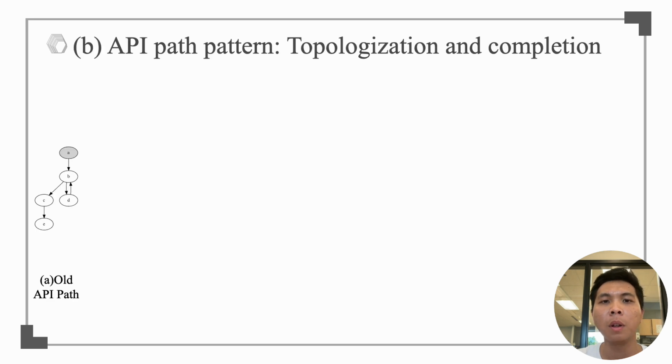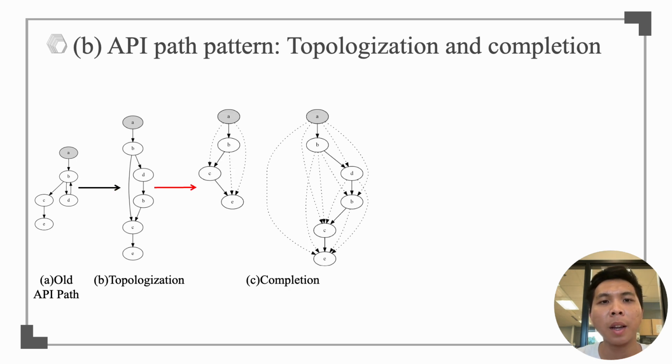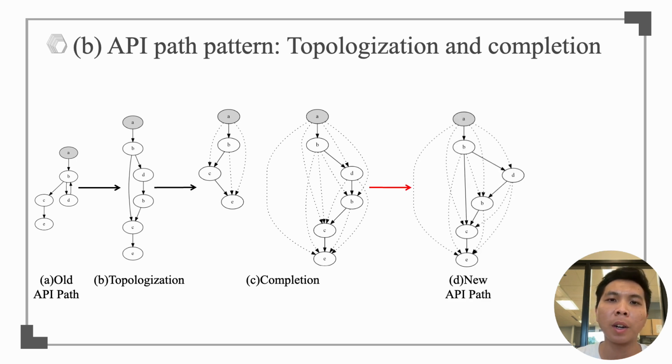To address the problem, API Miner uses topologization and completion techniques to convert API path from general digraphs into complete topologies. For example, there's a loop BD in the API path. API Miner first unrolls the loop only once. Then API Miner adds assisted edges from each node to its descendants, which are shown as dotted lines. After that, API Miner aggregates the two paths into one complete topology. Therefore, the newly added edges can connect the frequent nodes and help extract the connected API path patterns.